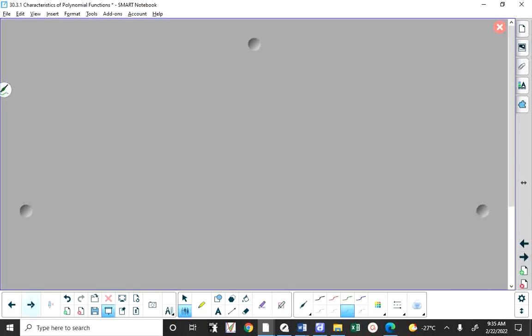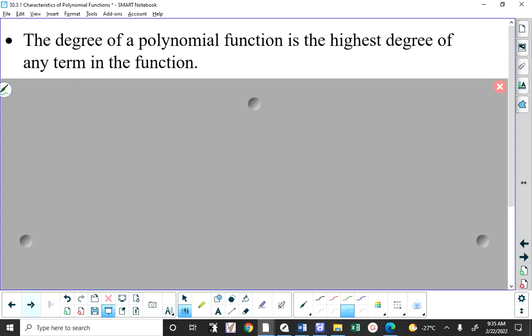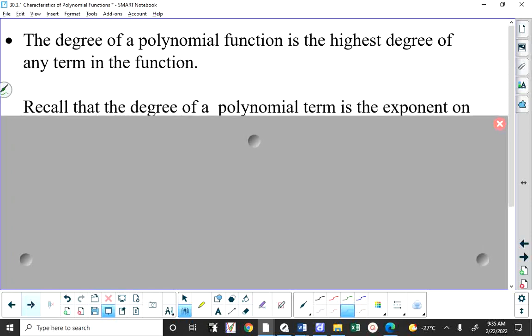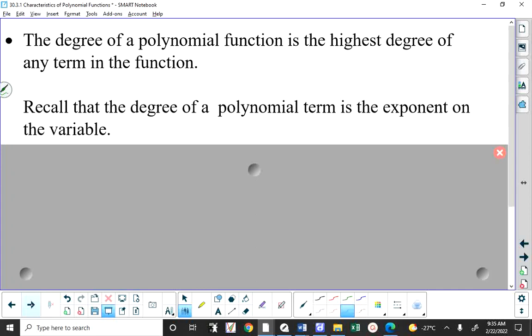All right. So what is the degree of a polynomial function? The degree of a polynomial function is the highest degree of all the degrees in each term. I'll remind you that the degree of a polynomial term is the exponent on the variable.